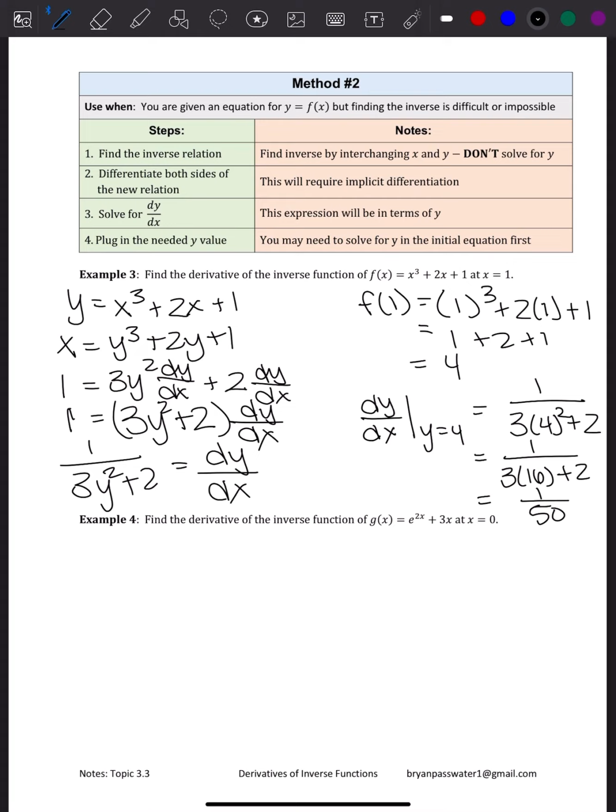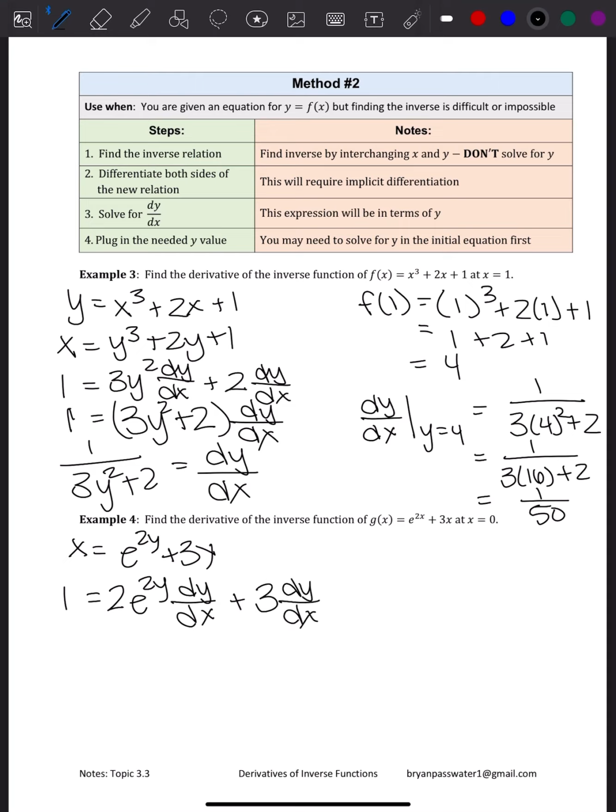So find the derivative of our inverse. Same kind of a thing. I'm going to go ahead and switch my x's and y's. So I have e to the 2y plus 3x, which is now a y. So I'm going to go ahead and do the derivative with respect to x. So 1 is equal to, the derivative of e to the 2y is 2 times e to the 2y, because the derivative of 2y is 2. And then we have dy over dx that we multiply by it. The derivative of 3y is 3 dy over dx.